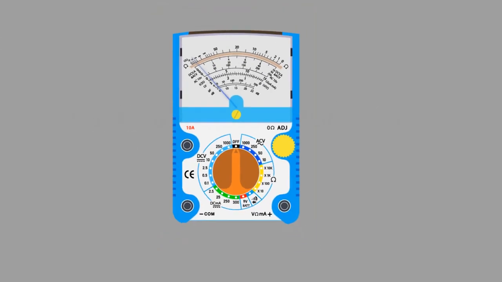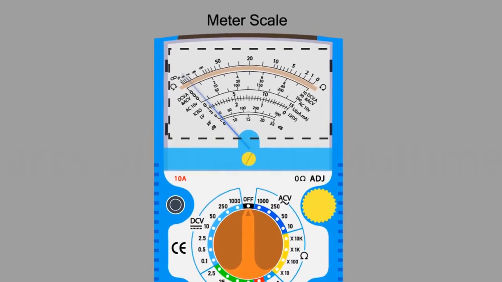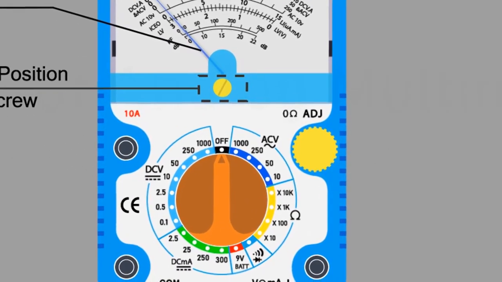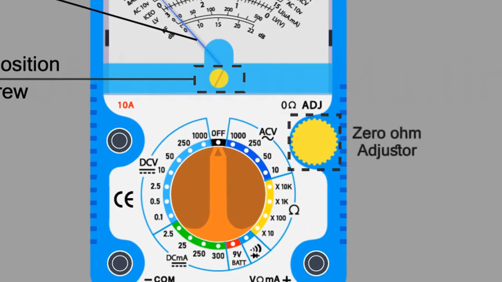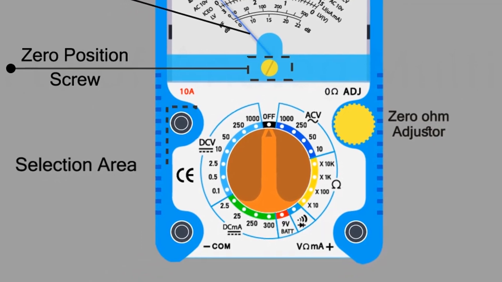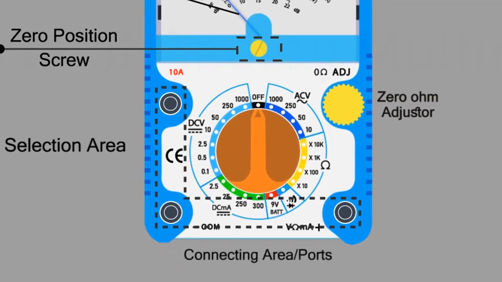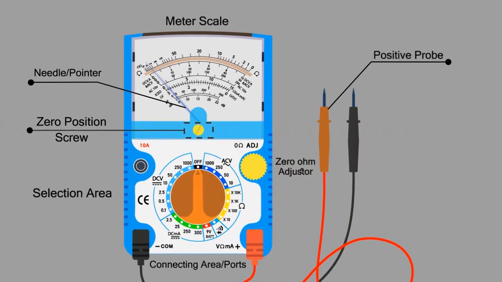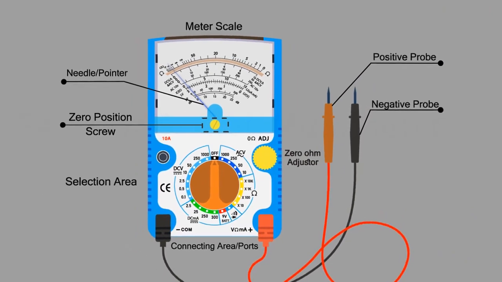Firstly, we will discuss the user interface of the multimeter. This is the multimeter scale. This is the multimeter needle or pointer. This is the calibrating knob. This is the 0 ohm adjuster. This is the selection area. These are the connecting ports. This is the positive probe. This is the negative probe.